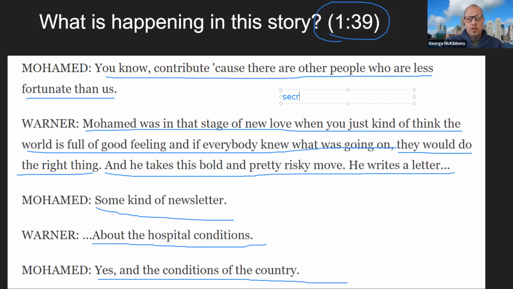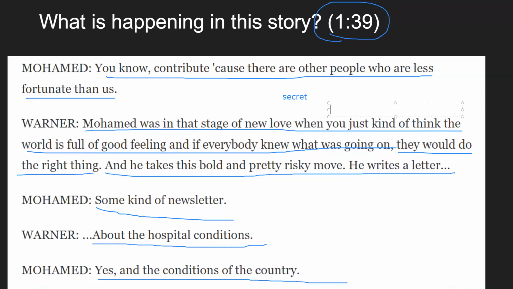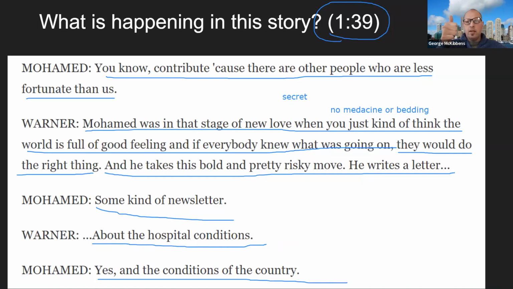Who remembers what exactly are those conditions in the hospitals and why? They didn't have enough medicine or bedding, and I remember that government was punishing them. Excellent job, Bibiana. Excellent. Now, who remembers the vocabulary word?